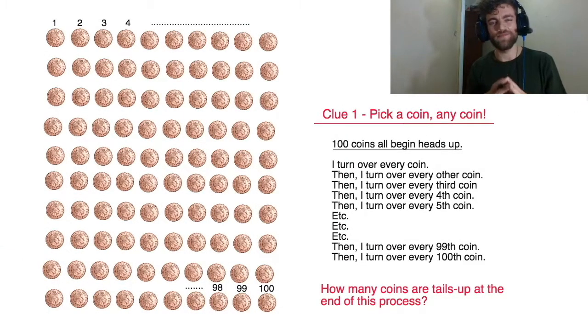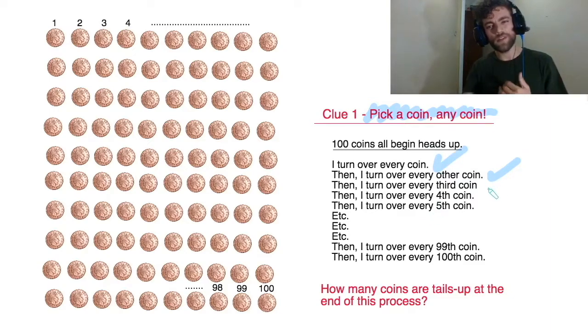Not that easy, right? Don't worry, here comes clue number 1. Pick a coin, any coin. Yes, very often when people try to solve this problem, they will go through in the order that the question suggests. So they'll turn over every coin in their heads, and that's easy peasy, everything's tails up. Then they'll turn over every other coin, no problem. Half of them are tails up, 50 coins are tails up.